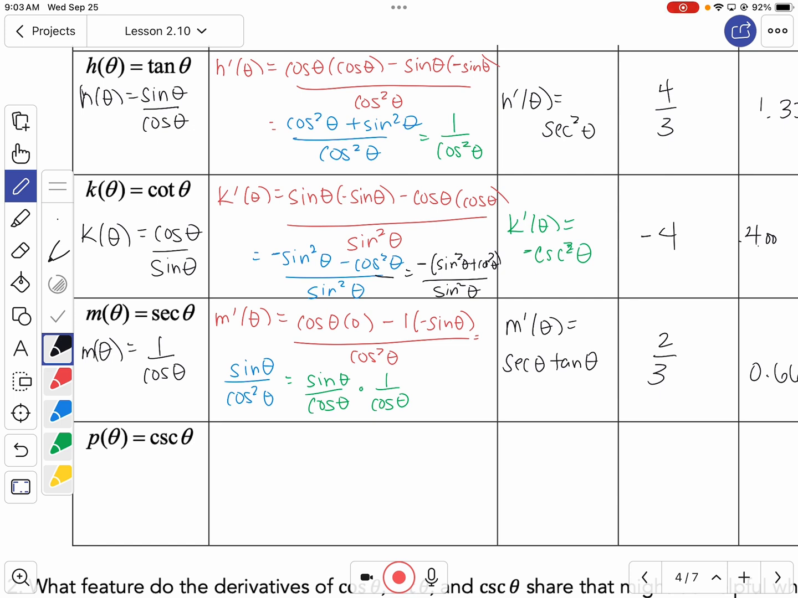All right, so let's check this one. Cosecant, we would start with 1 over sine.